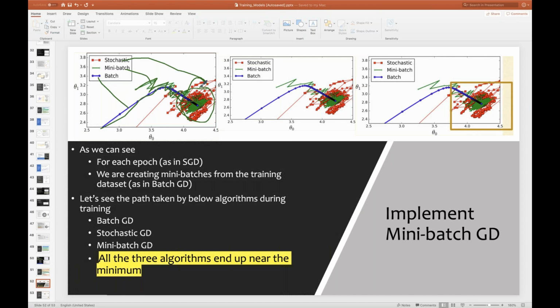As we see, for each epoch, as in SGD, each epoch is again each learning rate iteration result. We are creating mini batches from the training set as we did in batch GD. Now let's see the path taken by the algorithms during the training. All three algorithms end up near the minimum. That's what I wanted. All the algorithms will always reach the minimum, but the approach they have taken, how fast they have come, is very important. Look at this area here. This is what we wanted, right?